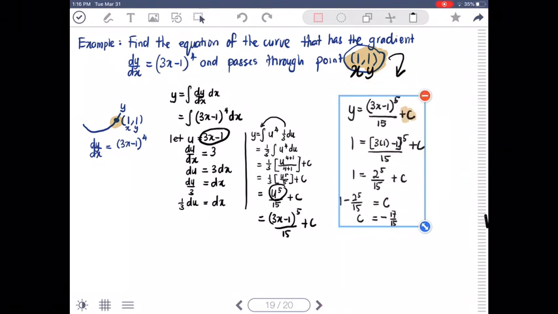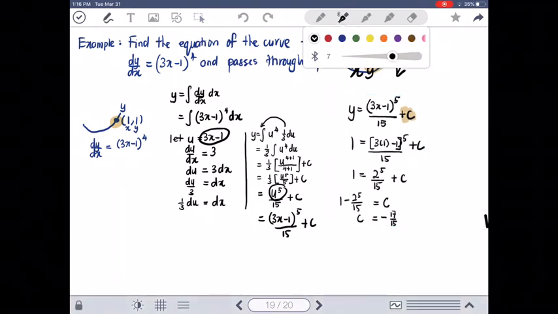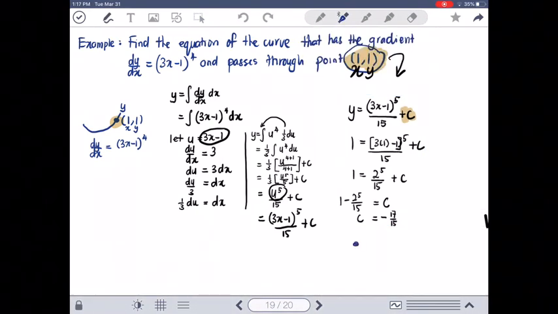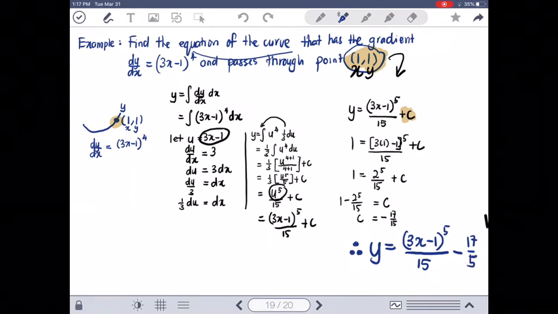Therefore, since we already have the value of c, the final answer, the equation of the curve y, is just equal to 3x minus 1 to the power of 5 over 15 minus 17 over 15. Alright.